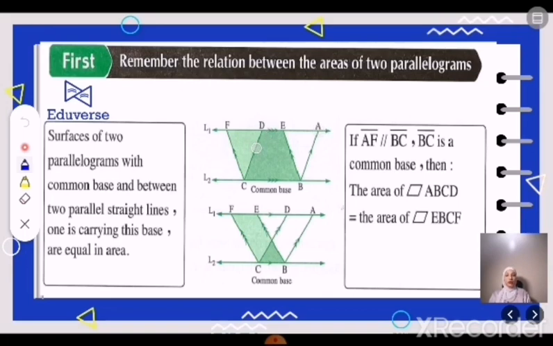If you remember that, we talked about if you have two parallel lines and there's two parallelograms drawn between them. If they have the same common base, and they are drawn between the two parallel lines, we can say that the two parallelograms are equal in area. Surface of two parallelograms with common base between two parallel straight lines, one is carrying this base, are equal in area. Like these two also here, we have here the parallel lines and the common base.